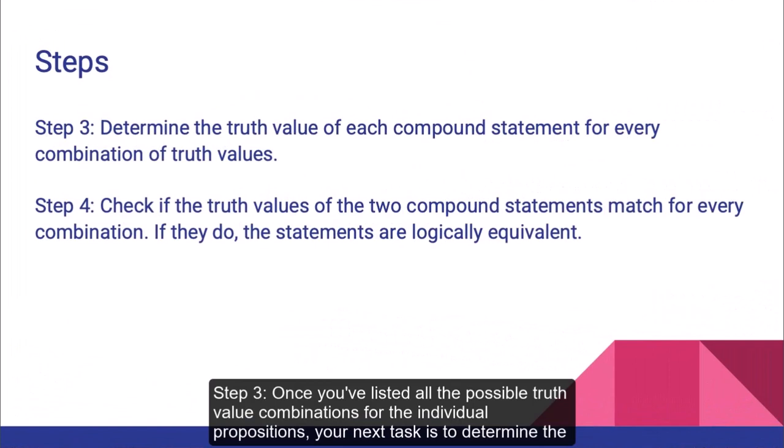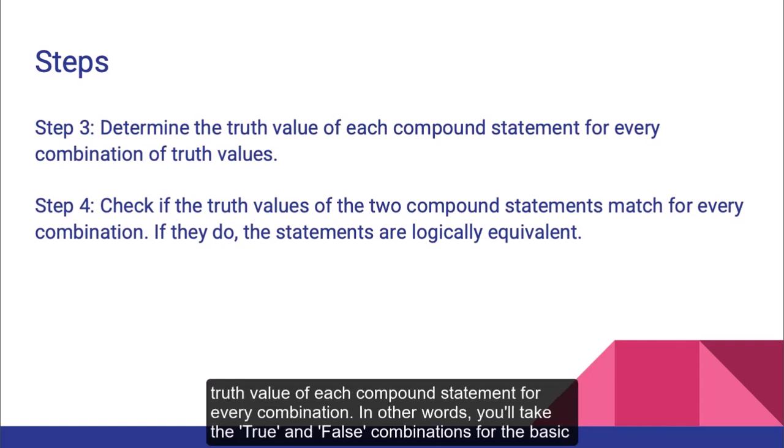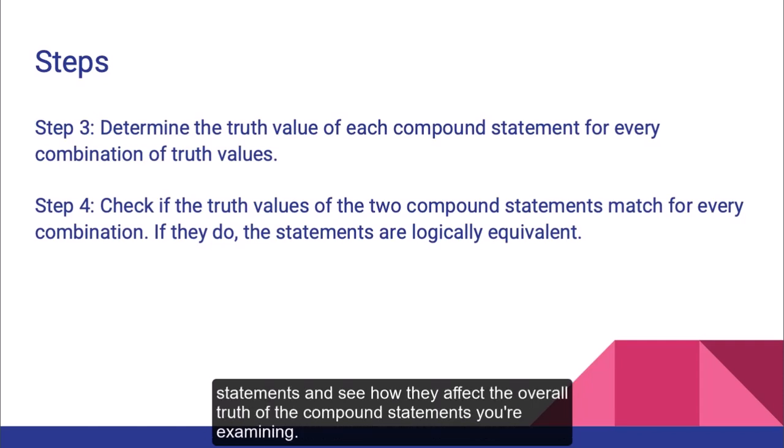Step 3. Once you've listed all the possible truth value combinations for the individual propositions, your next task is to determine the truth value of each compound statement for every combination. In other words, you'll take the true and false combinations for the basic statements and see how they affect the overall truth of the compound statements you're examining.